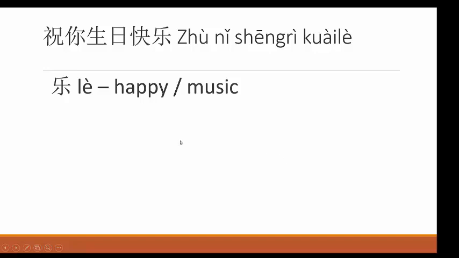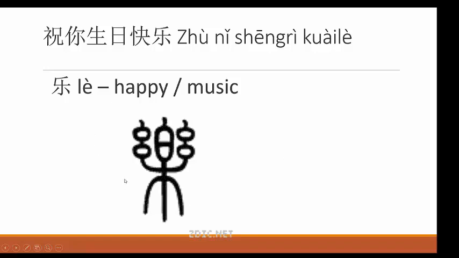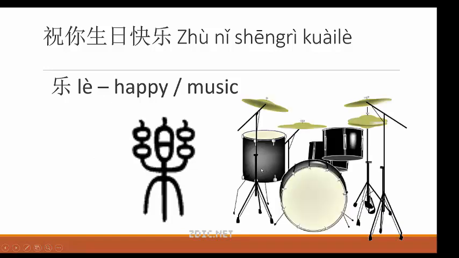The last character is Le, which means happiness or music. Originally, it was a picture of a person or a drum set with bells, and it still today kind of looks like a drum set with the cymbals.